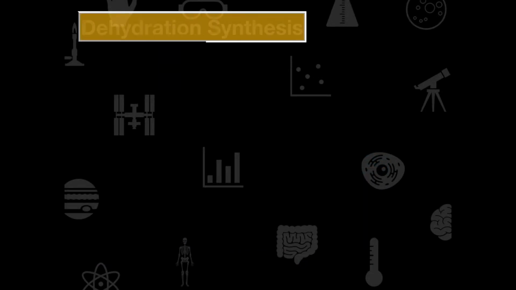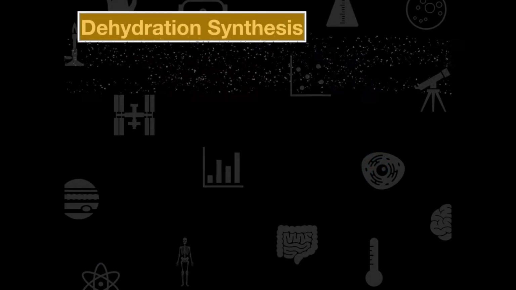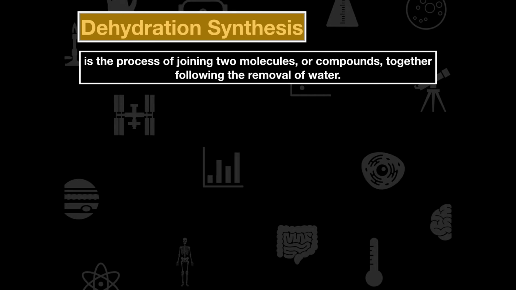Now, when we're trying to put two monomers together, we call this dehydration synthesis. This is the process of joining two molecules or compounds together following the removal of water. That's why we call it dehydration. Remember, if you're dehydrated, you don't have enough water. It's removed from your body.